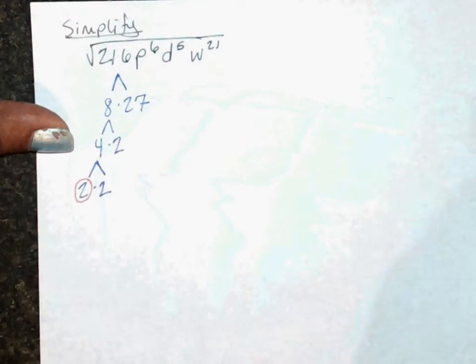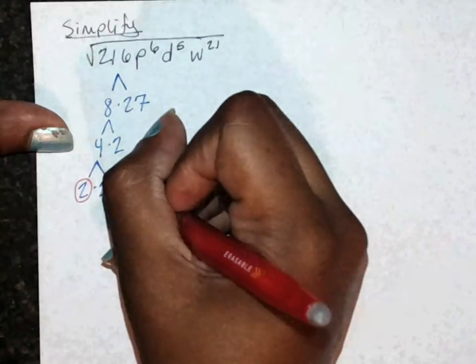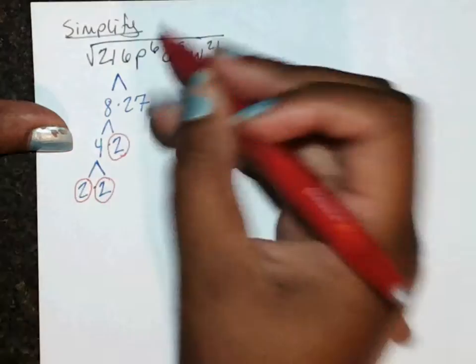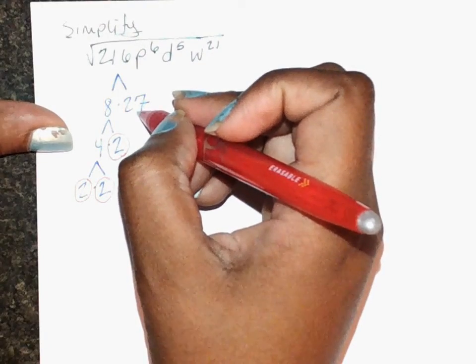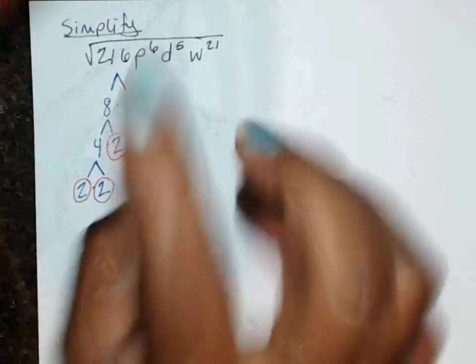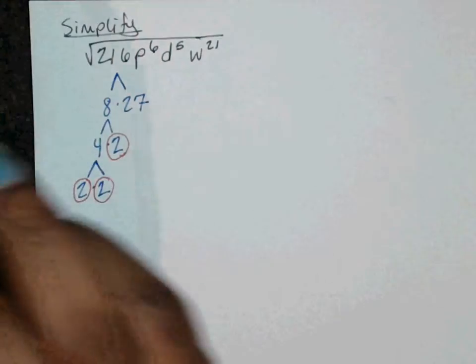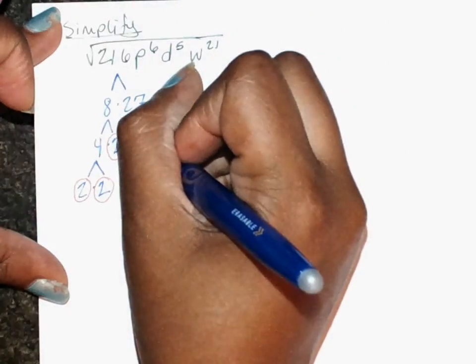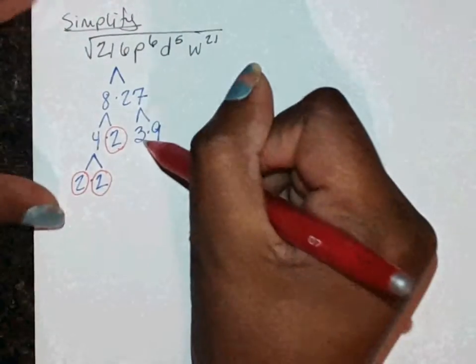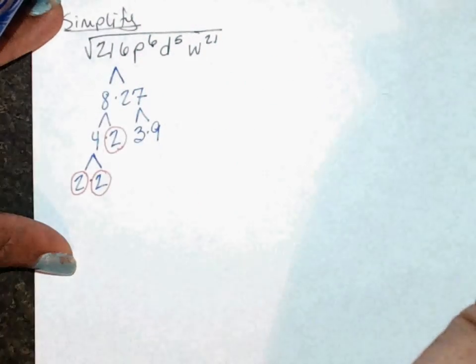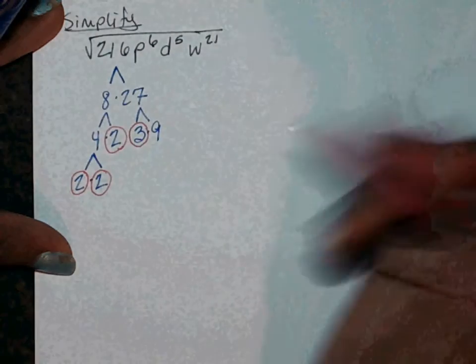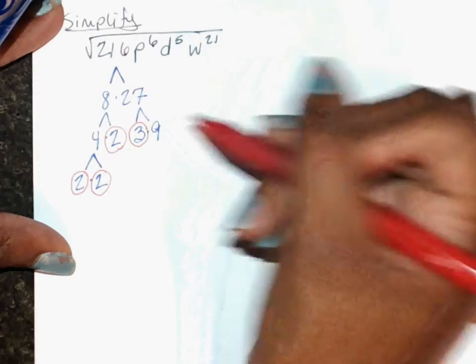So I'm going to circle it because it can't be broken down anymore. This one cannot be broken down anymore. This one cannot be broken down anymore. This one can be broken down. If I try to think of two numbers that multiply to get me 27, can you think of it? 3 times 9. Can 3 be broken down anymore? Nope, because it's just 3 times 1 at this point. Can 9 be broken down anymore? Yes.